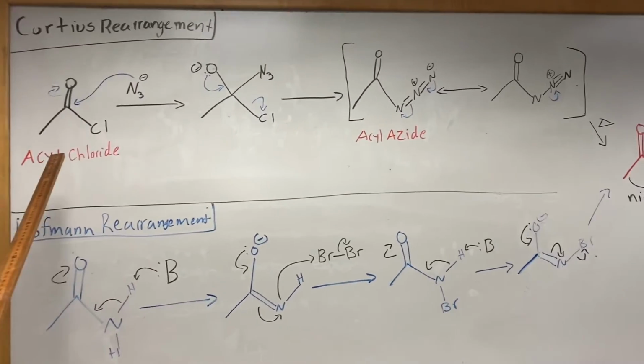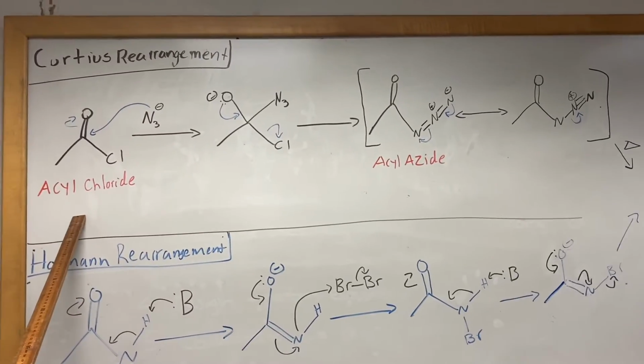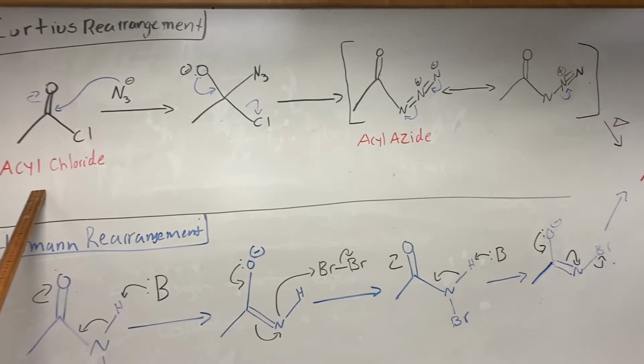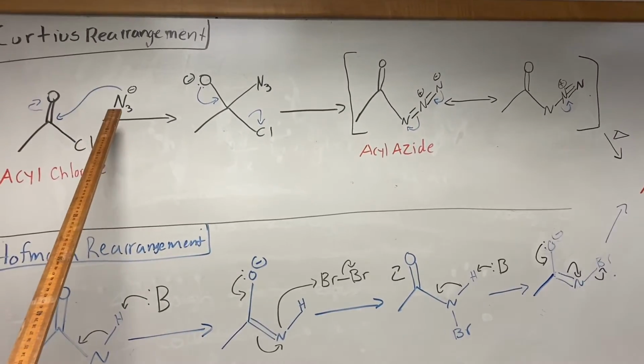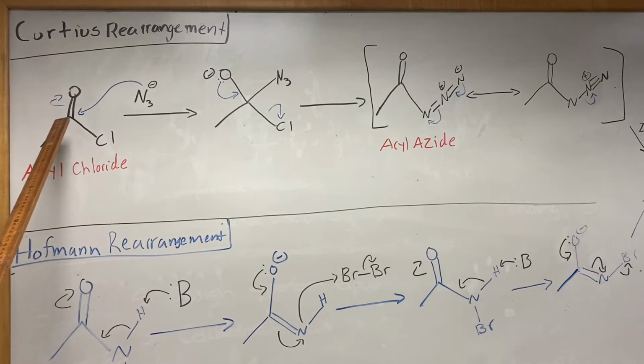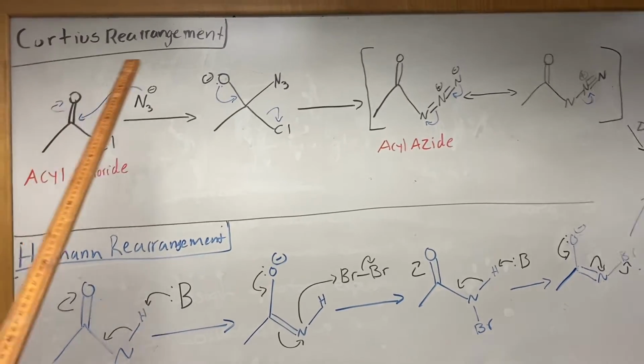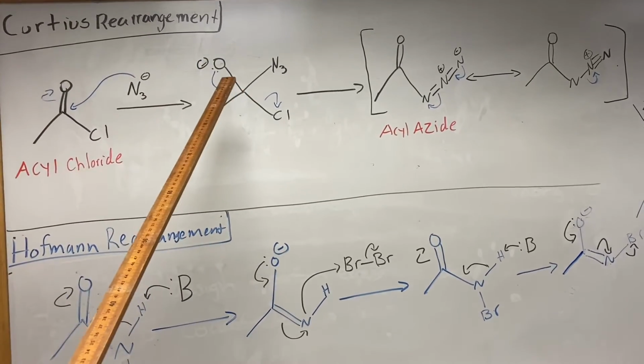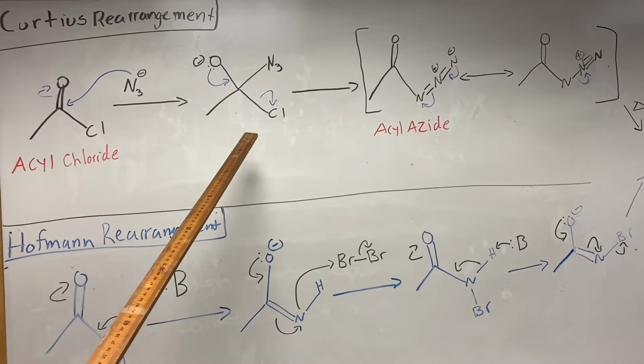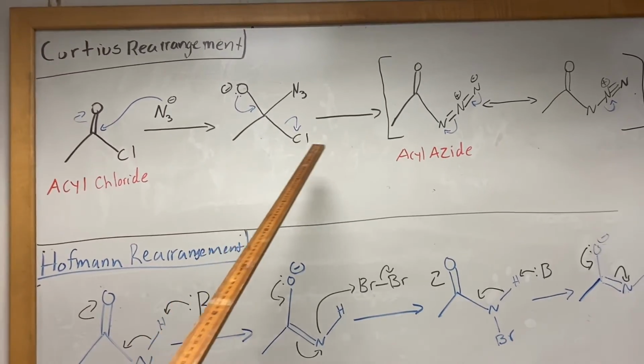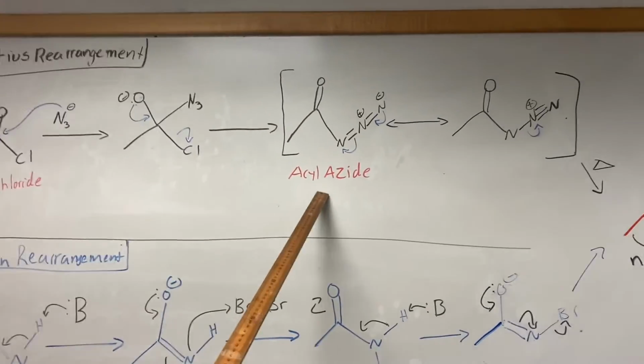So you'll start with an acyl chloride, which you can do nucleophilic substitution using NaN3, which will attack this carbonyl and kick that bond up. And you can reform the carbonyl and kick the chlorine off because it's a really good leaving group. And then you're left with the acyl azide.